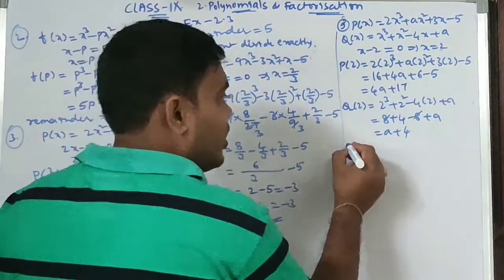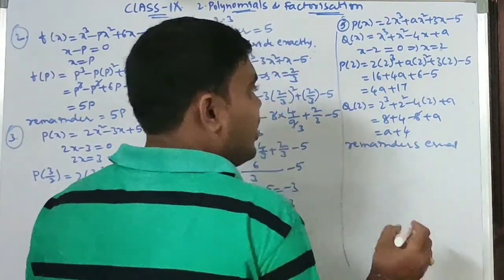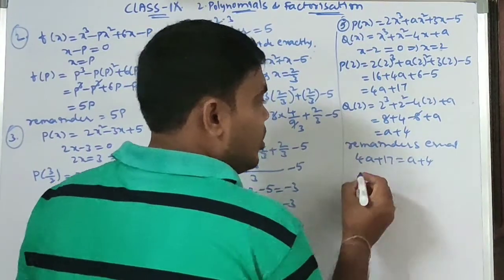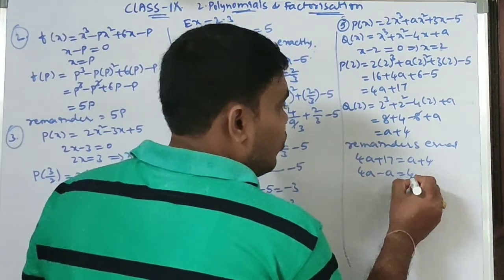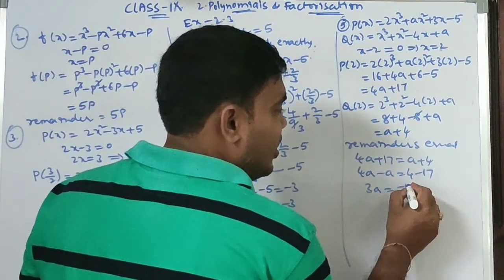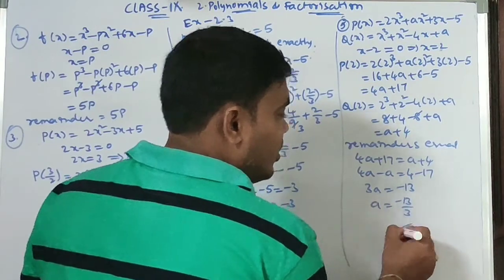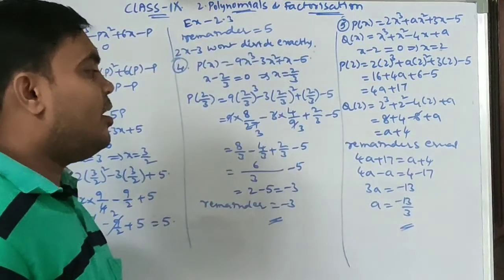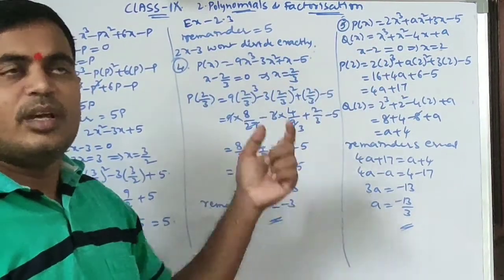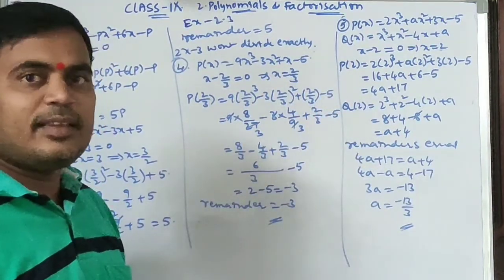So the remainders are equal. So if the remainders are equal, 4a plus 17 equal to a plus 4. 4a minus a equal to 4 minus 17. 4a minus a equal to 3a, 4 minus 17 is minus 13. a equal to minus 13 by 3. So this is the value of a. If these two polynomials divided by x minus 2 give the same remainder, then the value of a equal to minus 13 by 3.